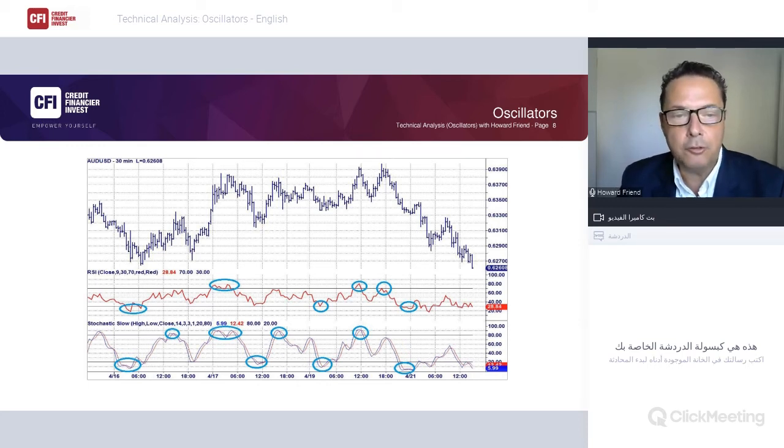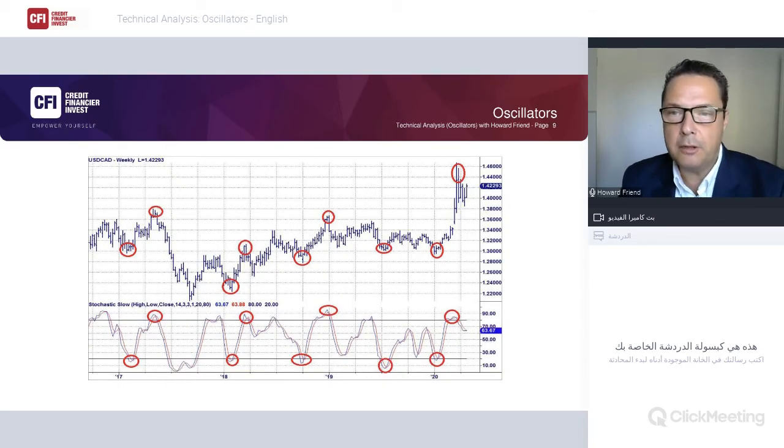Here I've plotted two oscillators, the RSI and the stochastic, just to give you an idea of how they move, and how similar they tend to be in picking out peaks and troughs roughly around the same time. There isn't a whole lot of difference between the indicators. So you can get to a situation where if you're plotting too many indicators, there's a certain redundancy, because essentially they're telling you the same kind of information.